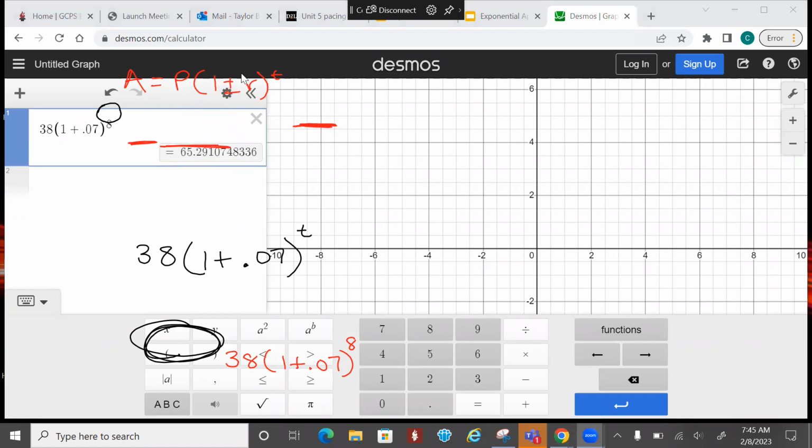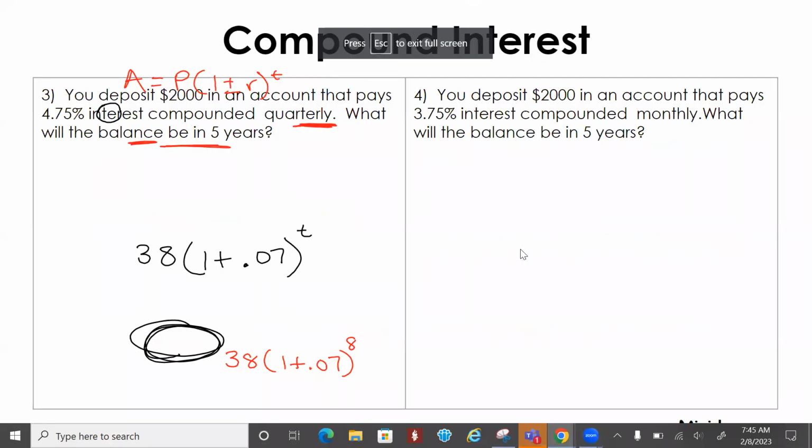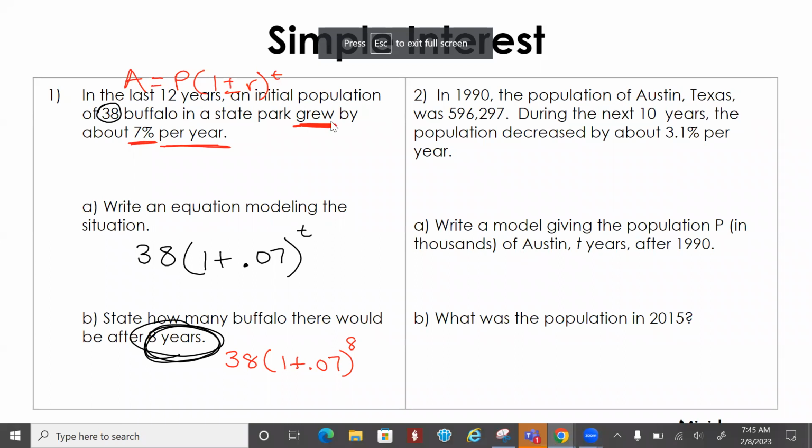Can we have half a buffalo? I mean, I guess if you're at a restaurant, right? But in this case, no, we cannot have half a buffalo. So we're going to say there were 65. Some answer choices might say 66, but whichever one they give you as an option that's close to that. Right, let's take a look at it.